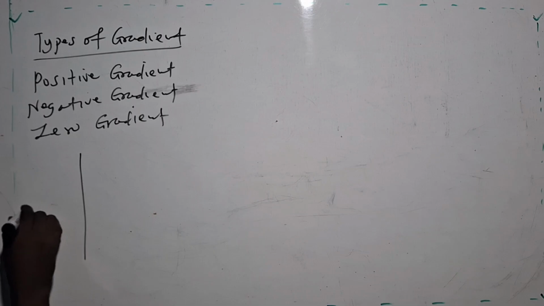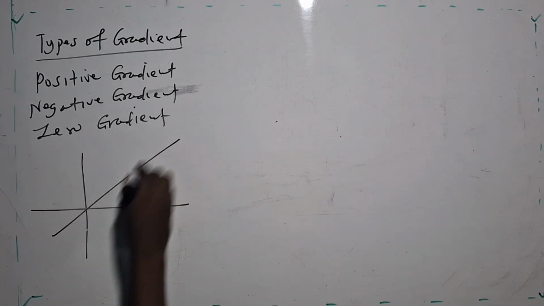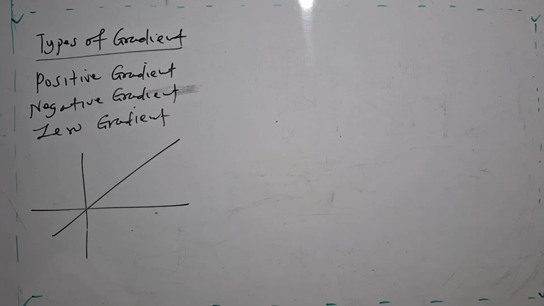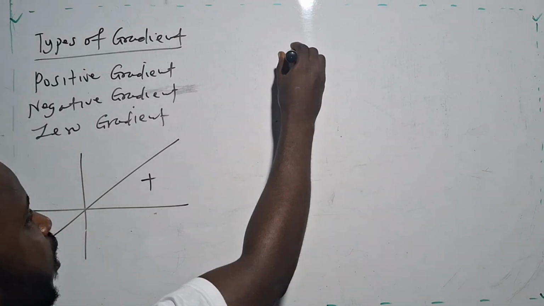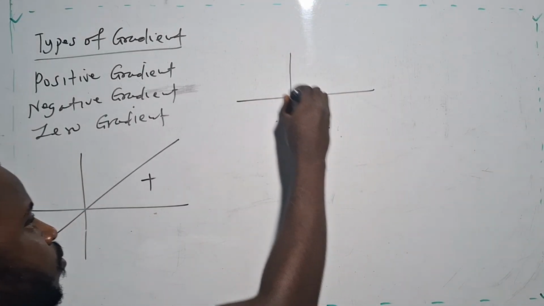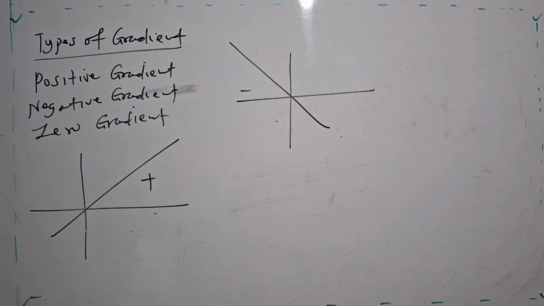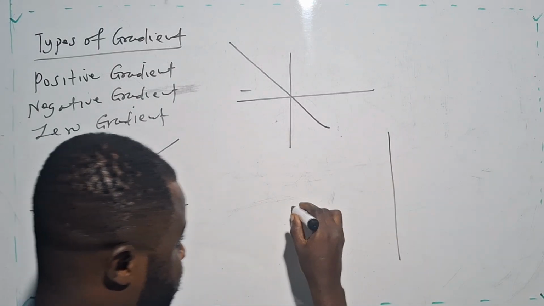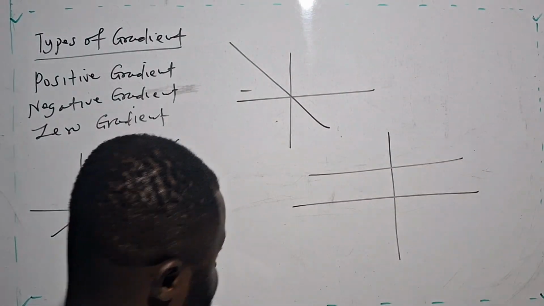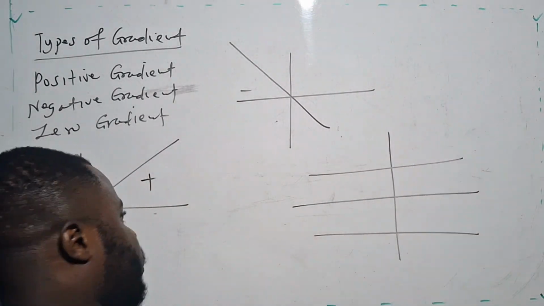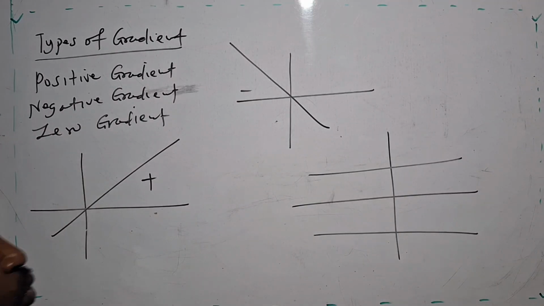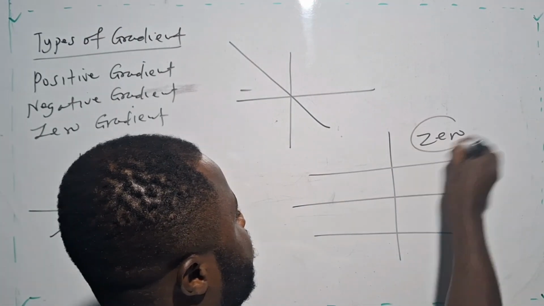So if you have a graph like this, going this way, this is a positive gradient. Positive gradient means any two points you pick, when you calculate for the gradient, you get a positive number. Now, when you have a graph going like this, it is a negative gradient. When you pick any two points, you are going to get a negative answer. And when you get a graph like this, going this way, or the other way around, we have what is called zero gradient.